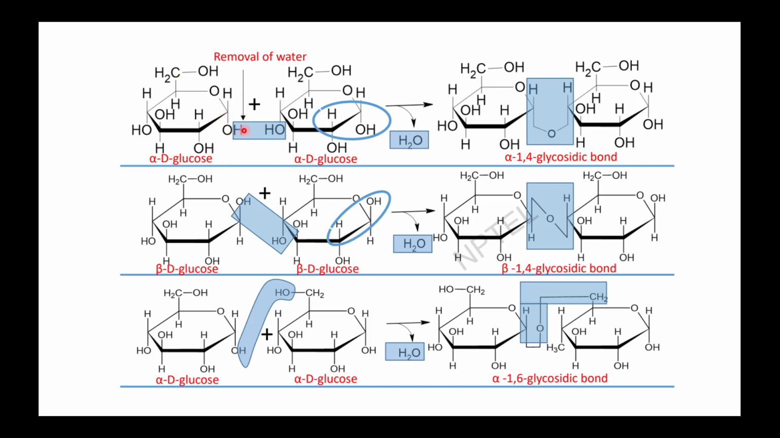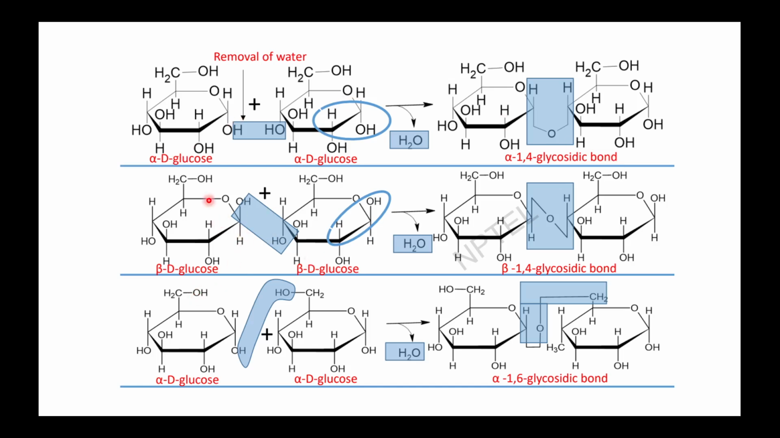Okay. So the position of OH, if it is on the same side on the first and the second carbon, then it is called an alpha glucose. If the position of OH is opposite on the first and the second carbon, it is called beta glucose. Okay. So if two alpha glucose are linked by the first and the fourth carbon, so this is the first carbon in this alpha glucose and this is the fourth carbon in this alpha glucose. If the OH is linked by a glycosidic bond between the first and the fourth carbon of the alpha glucose, it is called alpha 1,4 glycosidic bond.